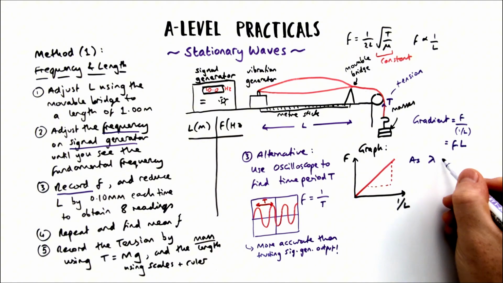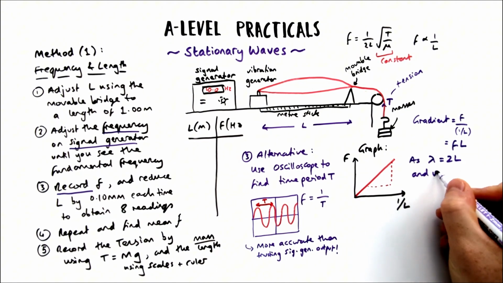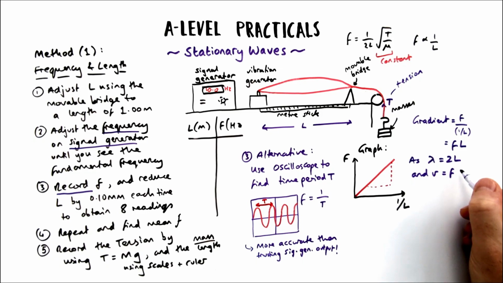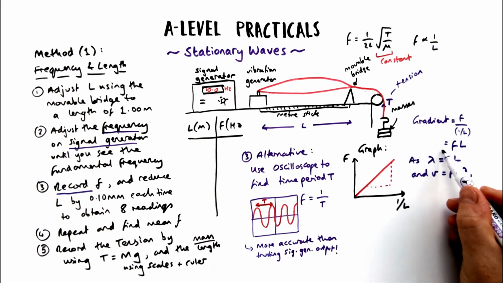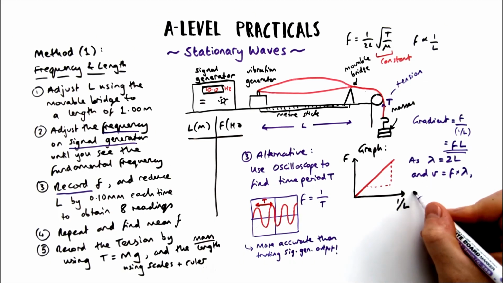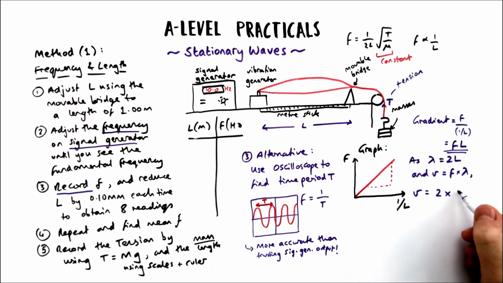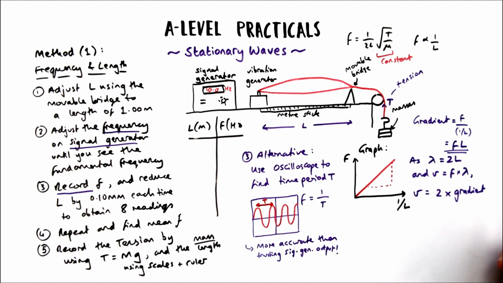As we talked about earlier, the wavelength of this wave is equal to 2 times L, and the speed is equal to the frequency times the wavelength. So therefore, if the gradient is equal to fL, then to find the speed, we just need to multiply that by 2, because it's got to be f times 2L. So the speed can be found by doing 2 times the gradient.